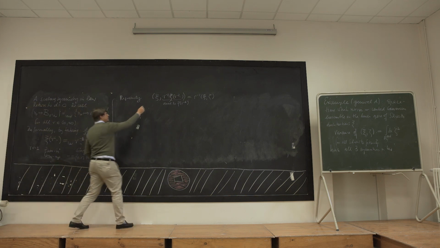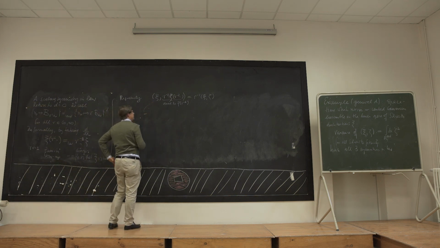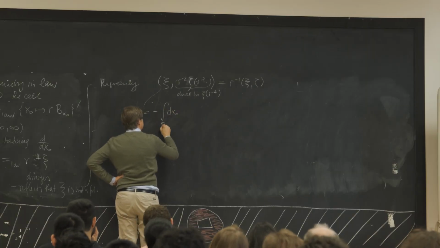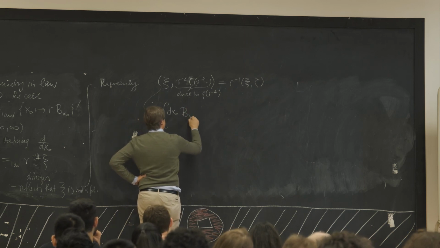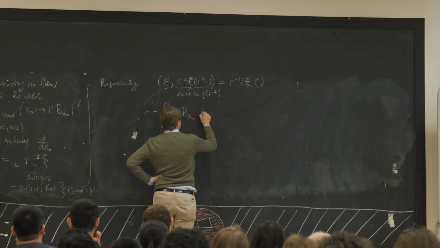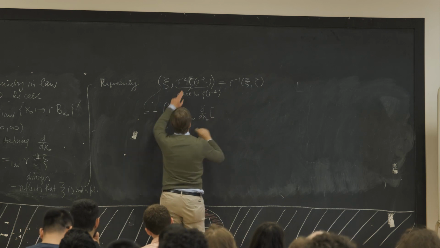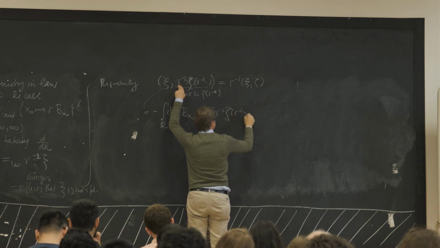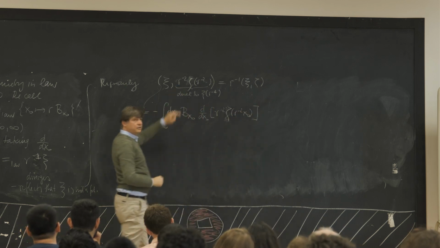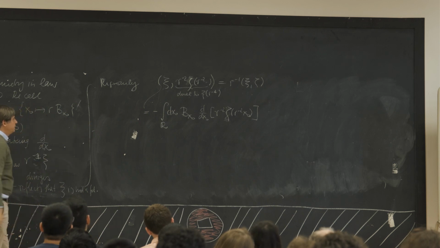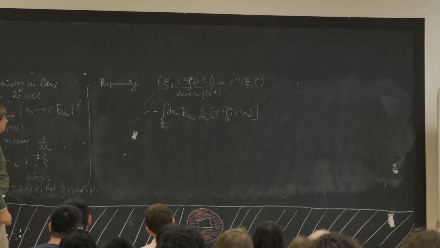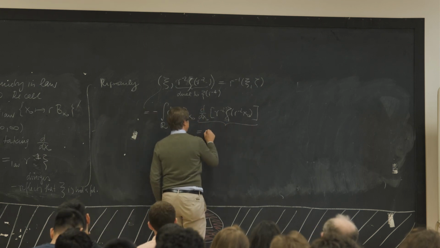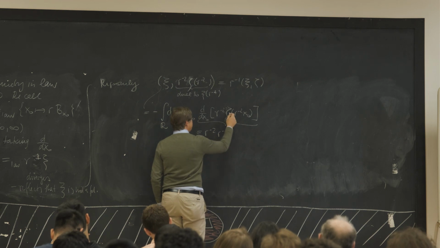So let's look at this side here. By our definition, that was the integral of Brownian motion against the derivative of this somewhat complicated object, which I put here. That was the definition which I gave a couple of minutes before. Now by the chain rule, this makes another factor of r to the minus 2 appear.